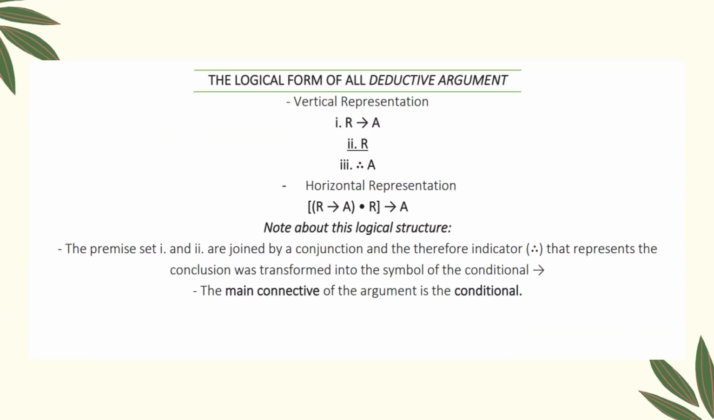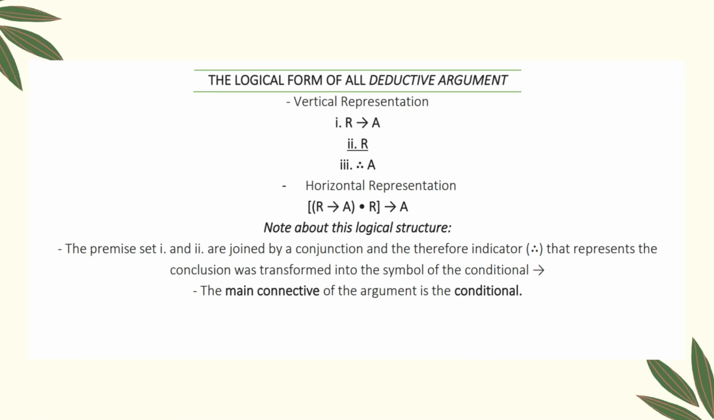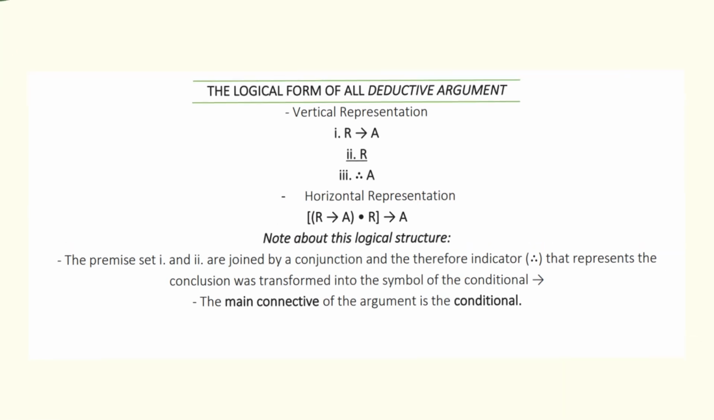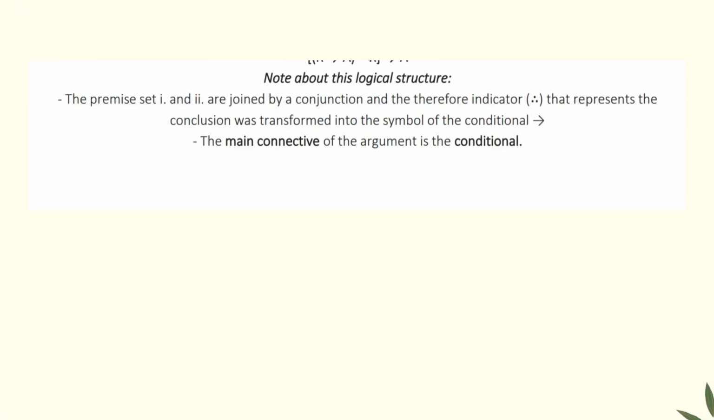The logical form of all deductive arguments. We use the three dots for vertical representation, while the arrow pointing to the right is for horizontal representation. The premise sets 1 and 2 are joined by a conjunction, and the therefore indicator, which is the three dots that represents the conclusion, was transformed into the symbol of the conditional, which is the arrow pointing to the right. The main connective of the argument is the conditional.